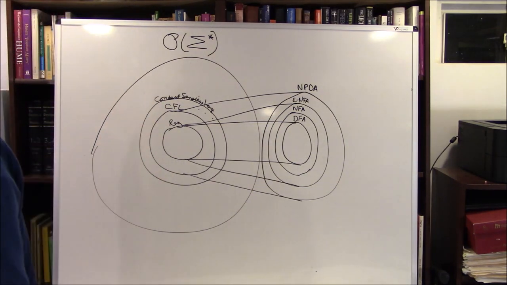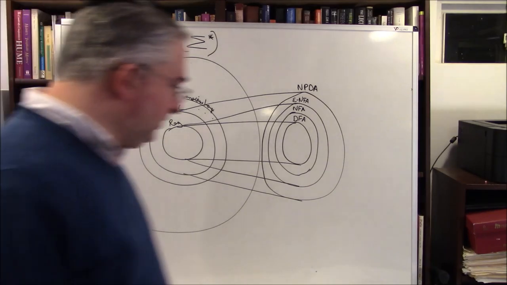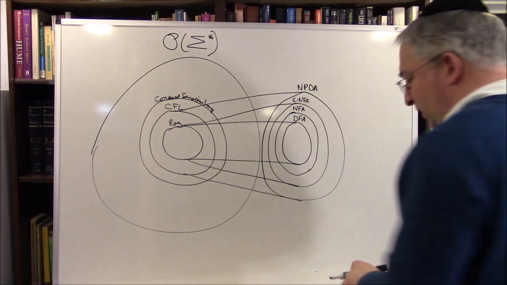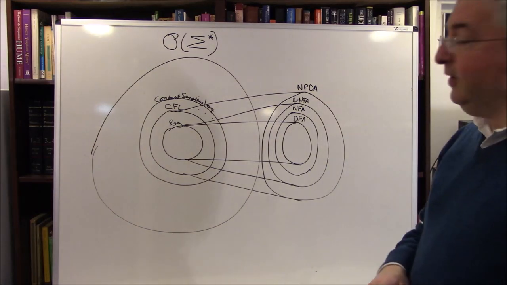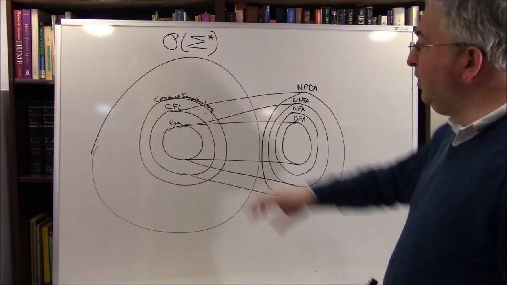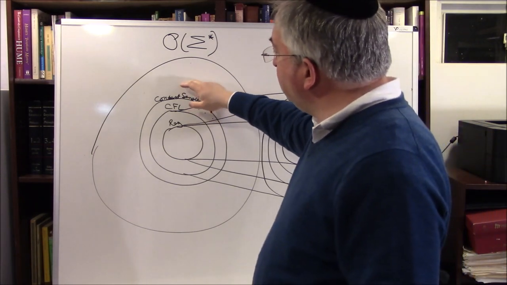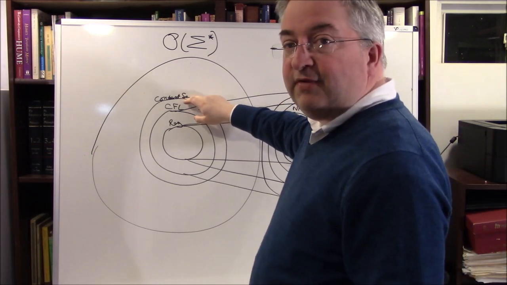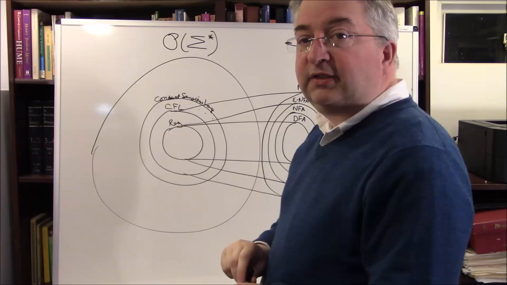We have to talk about context-sensitive languages, but I think we've had enough for today, so we'll do it next time. This is a pretty picture. We're going to go on. Next class, we talk about context-sensitive. We'll talk about that for 5 minutes, and then we'll move on.